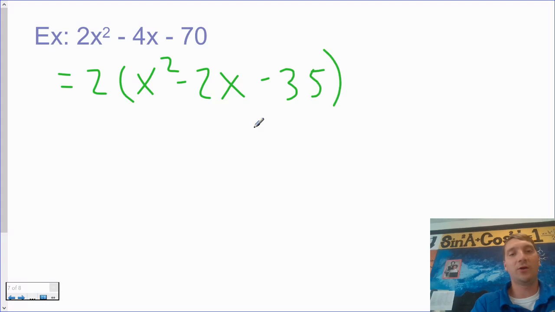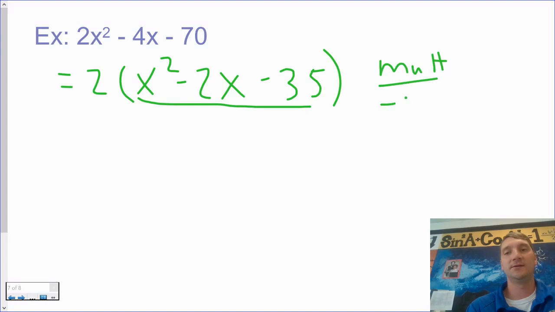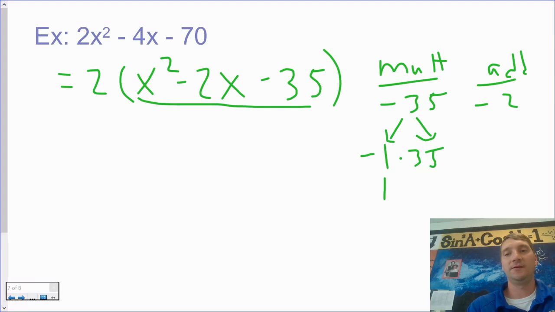And then what do I have left? This is what I can do what I just did before. So it's going to multiply to a negative 35, and it's going to add to a negative 2. So negative 1, 35, 1, and a negative 35. These guys add up to 34. Nope. That adds up to a negative 34. Nope. So I can keep on going.